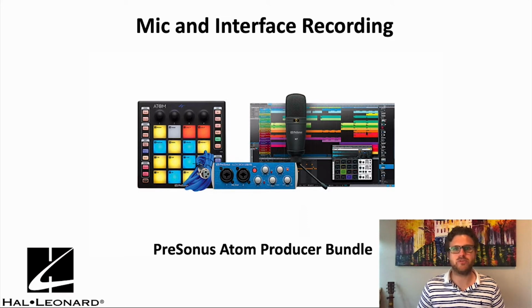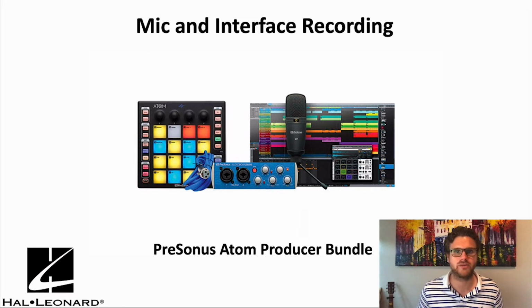Now, if you want to really get a full home production studio for yourself or students that are really engaged in this type of music making, this PreSonus Atom Producer bundle is really great. You have a full Atom pad to sequence and to make beats and be able to control the software. You have Studio One production software, an audio interface, condenser mic, everything you need to get started.